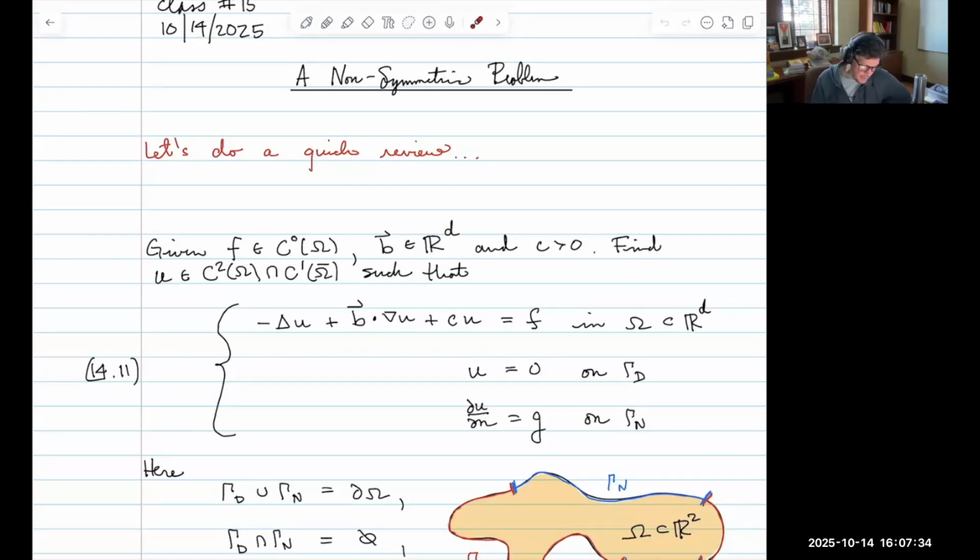So I'm looking at a problem where I'm given some f, which is a continuous function over some set omega. That's what we usually call the forcing function. We're given some vector b in R^d and a constant c, which is greater than 0. We're looking for a u in C^2(omega) intersected with C^1(omega bar), the closure of omega, of course, such that minus Laplacian of u plus b dotted with the gradient of u plus c times u equals f, if such a u exists.